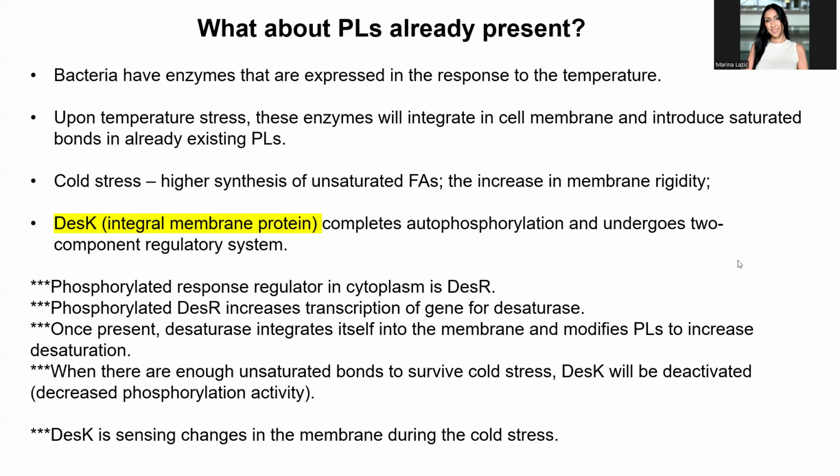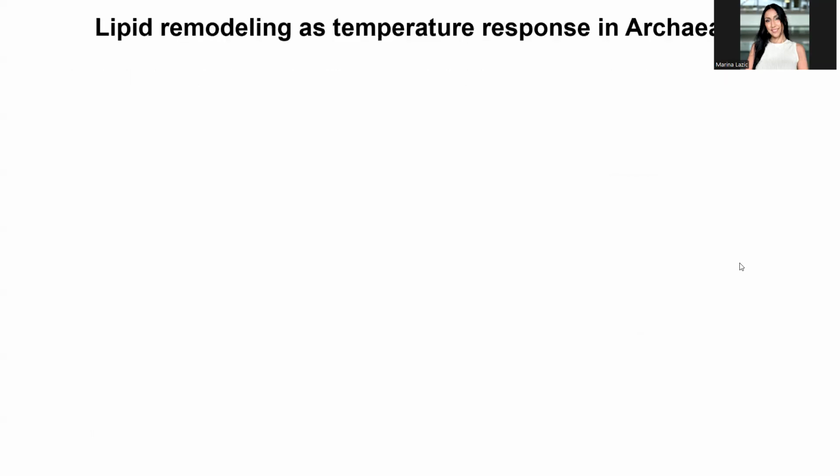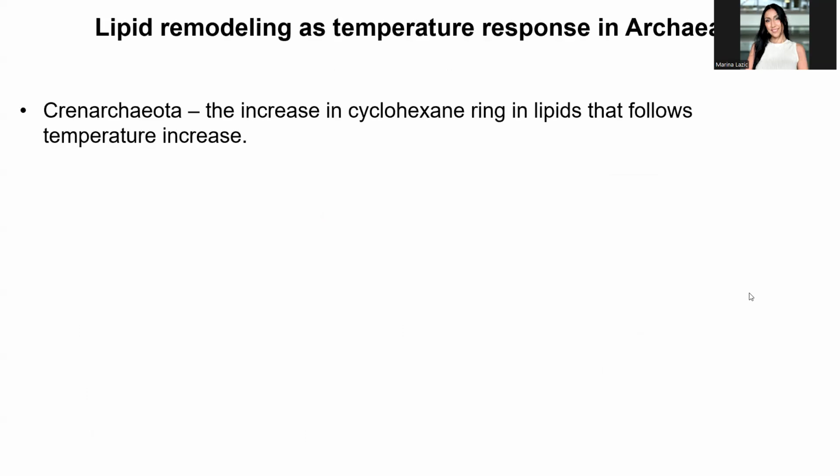So the one that is sensing changes in environment will be that K that is in the membrane. That K is a sensor that actually modifies existing phospholipids. So again, this is for existing phospholipids, not for newly synthesized. In archaea, it's slightly different.